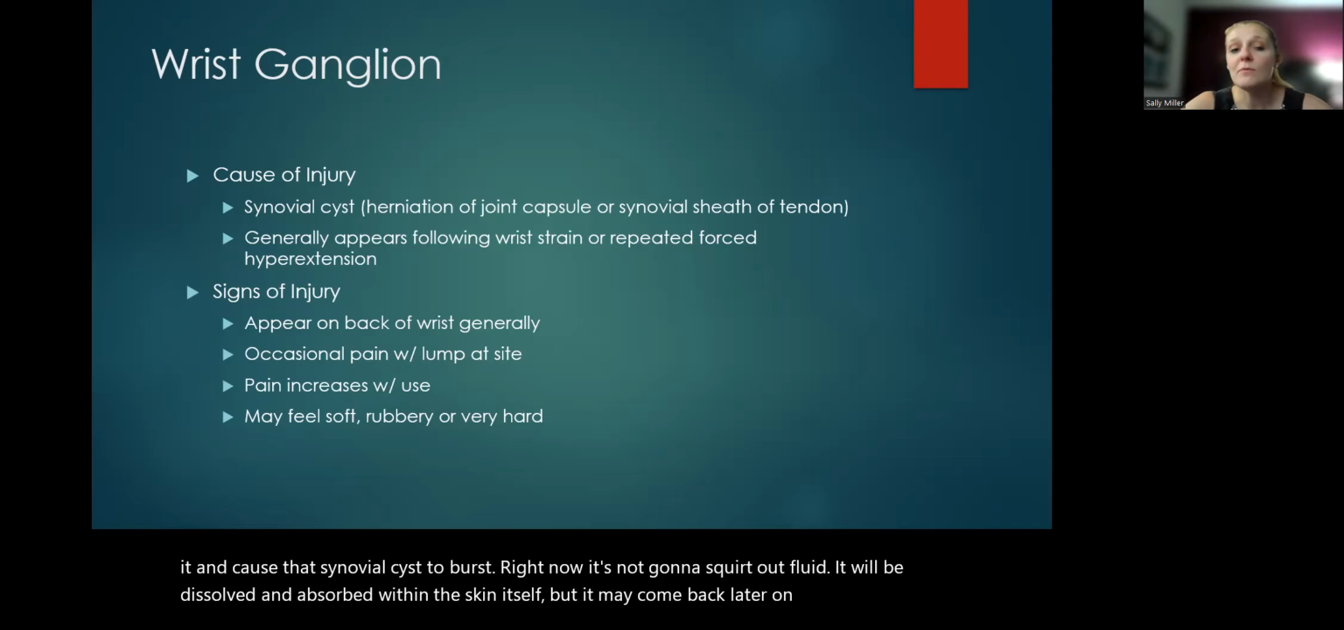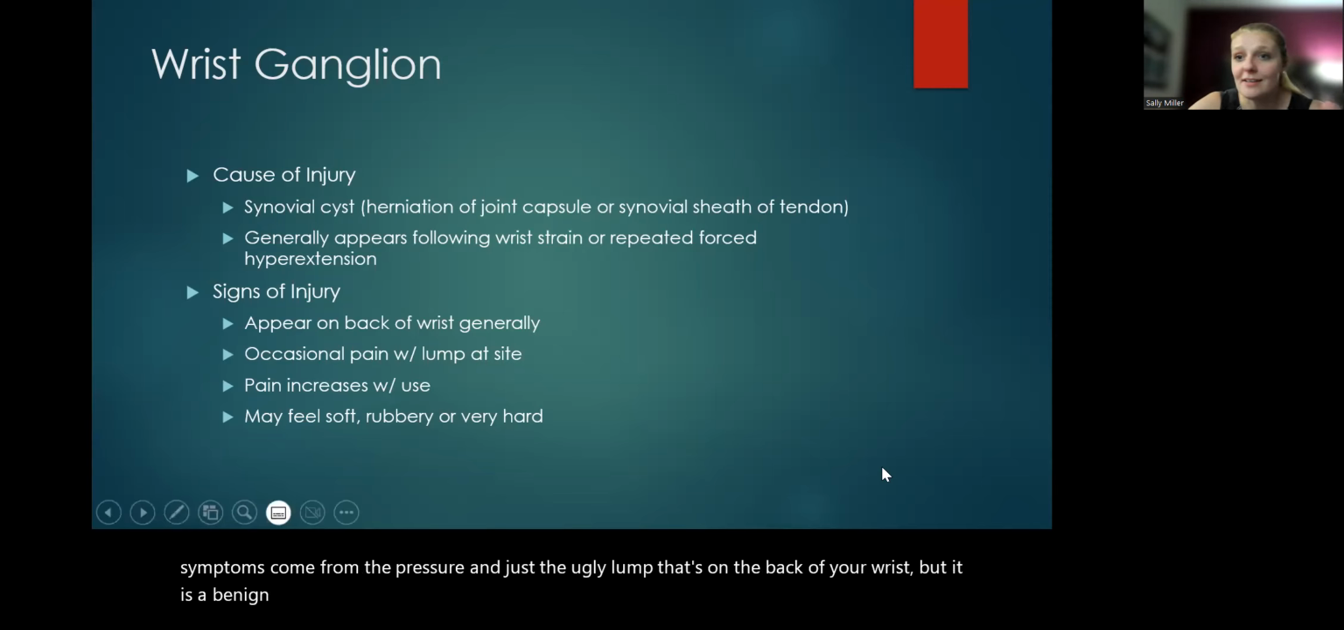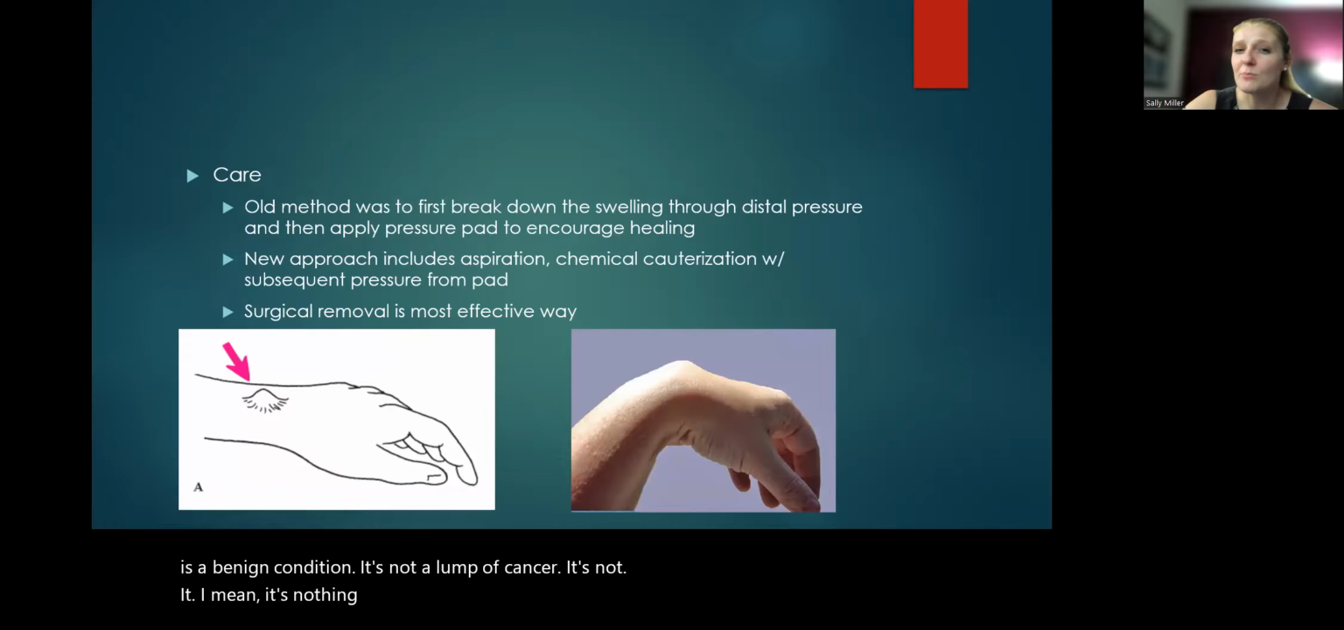Again, most of the symptoms come from the pressure and just the ugly lump that's on the back of your wrist, but it is a benign condition. It's not a lump of cancer. It's nothing really bad. You just might feel some pressure from the fluid that's around it.